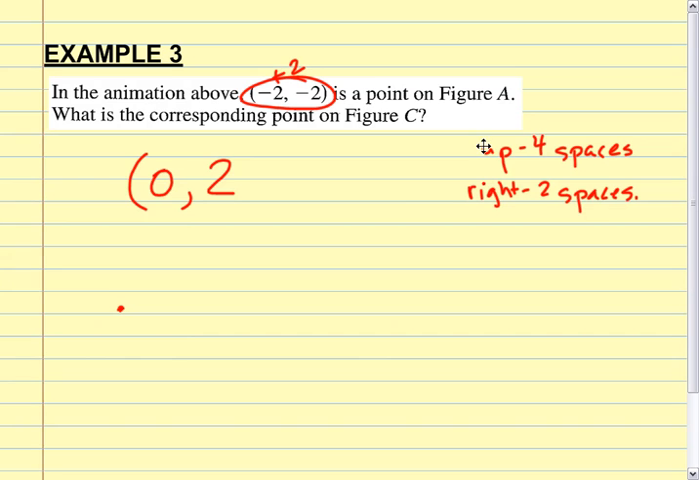Does that make sense? Up and down deals with what? The x or the y? Up and down deals with the x-axis or the y-axis, Daniel? Up and down deals with the y-axis. So I'm going to take the y-coordinate right here and add 4 to it because we went up 4 spaces. Side to side deals with the x. And since I moved right 2 spaces, I'm going to add 2 to the x. And that turned it into 0. So the corresponding point in figure C with this one is 0, 2.